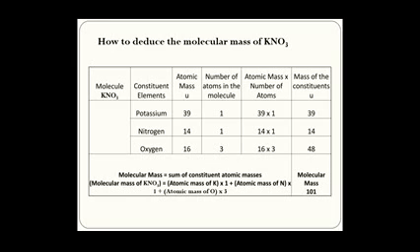Mass of the constituent. Nitrogen, 14 is atomic mass. And what about the number of atoms? 1, 14 into 1, 14. Now, oxygen. Atomic mass is 16. How many atoms are there here? 3. KNO3. So, 3 atoms are there. So, 16 into 3, 48. Now, we will add 39 plus 14 plus 48. So, molecular mass is equal to 101.